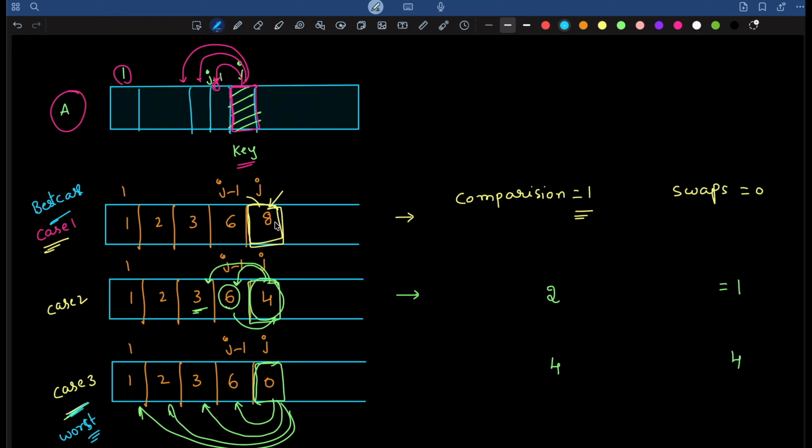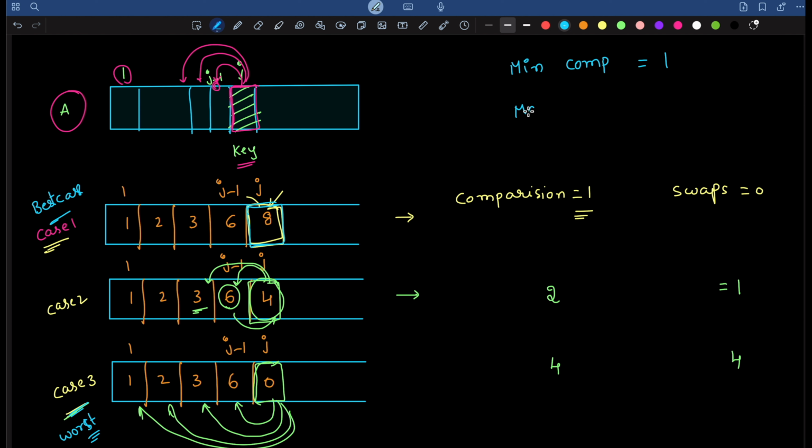So in general, for the given value of j, the minimum number of comparisons required is equal to 1. So when is this going to happen? This would happen when the element a of j is already sorted. So this is my best case, right?